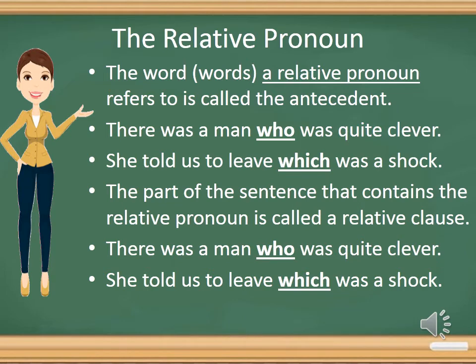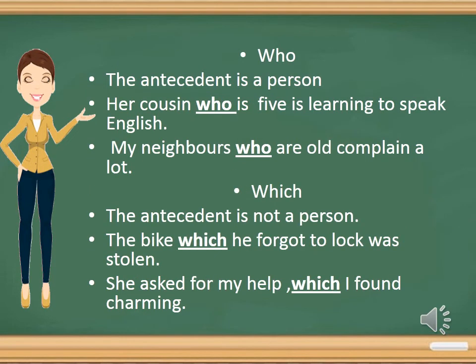The part of the sentence that contains the relative pronoun is called a relative clause. Look at this example. There was a man who was quite clever. So you can see who is a relative pronoun. So who was quite clever is the part which contains the relative pronoun and therefore it is a relative clause. She told us to leave, which was a shock. So which was a shock is the relative clause.